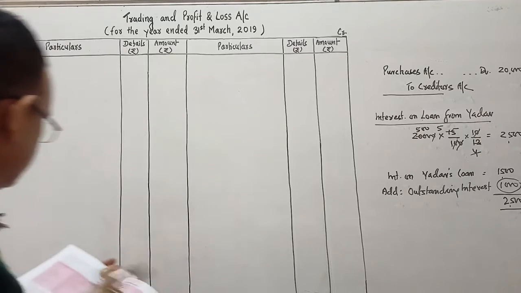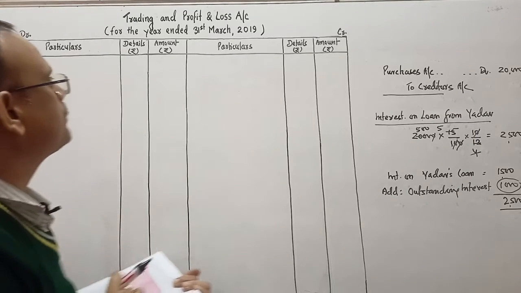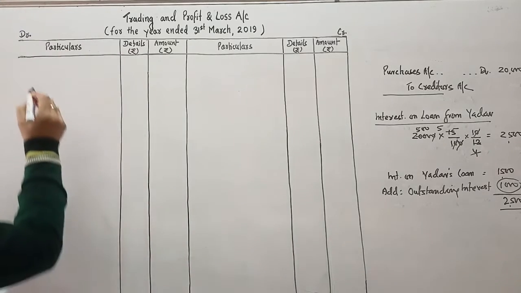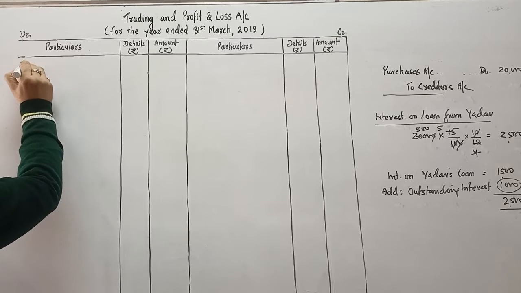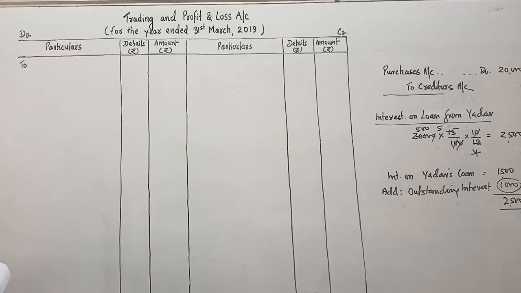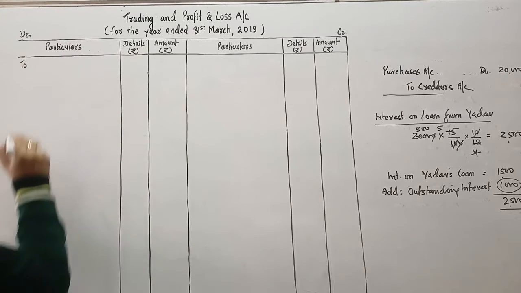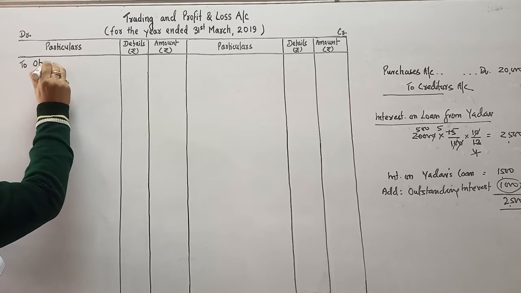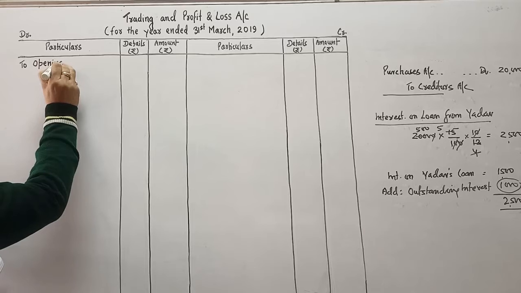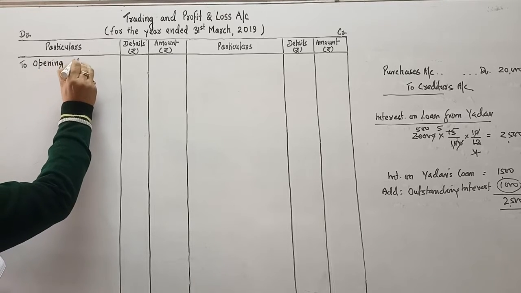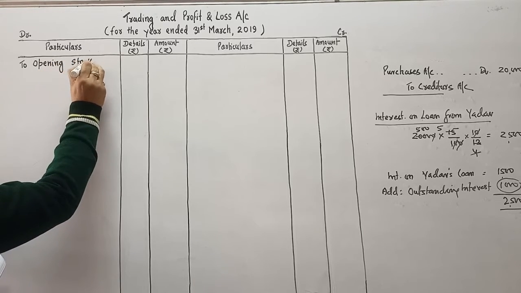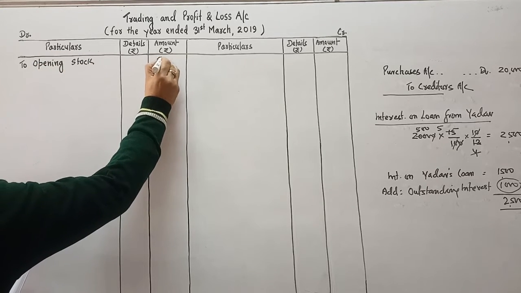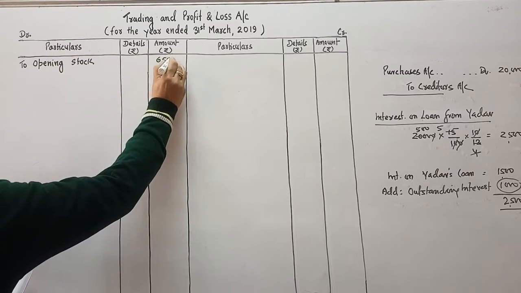Now start with the trial balance, debit side. The first information is stock. The stock given on 1st April 2018 is called opening stock. So you write opening stock, and opening stock is 65,000. Directly you write it in the outer column.